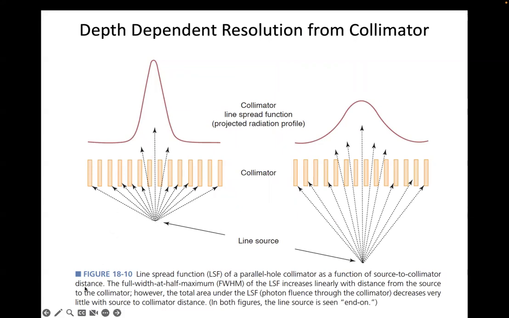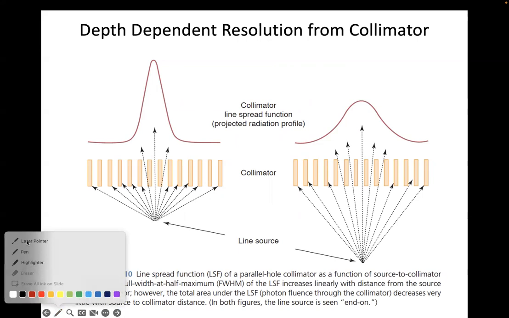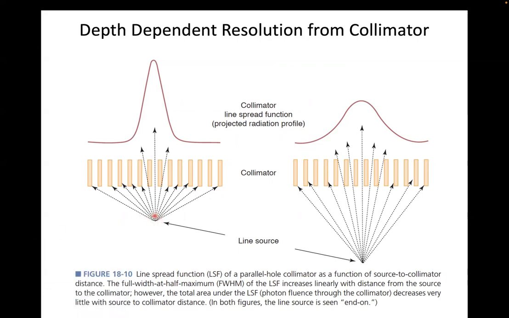Let me see if I can put a laser here. Here we can draw straight lines through the septa, and we see that we just barely make it through this column and this one, given the geometry of the situation. When we move to a greater depth inside the patient, away from the detector, the number of septa through which this source can get through is wider.